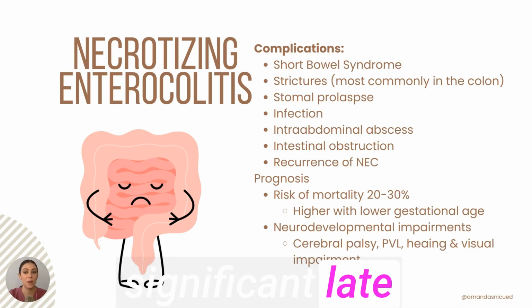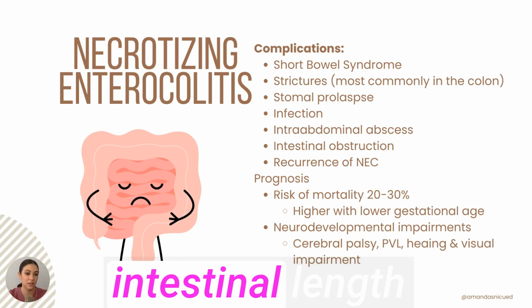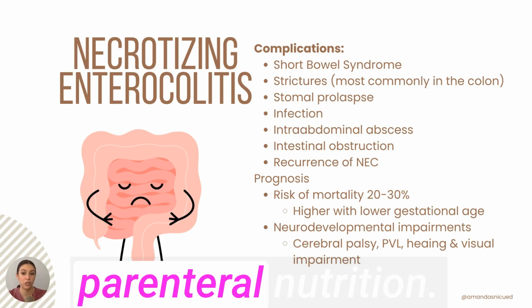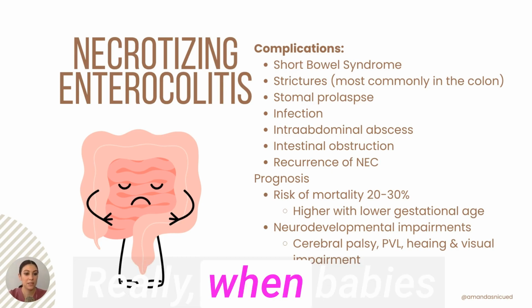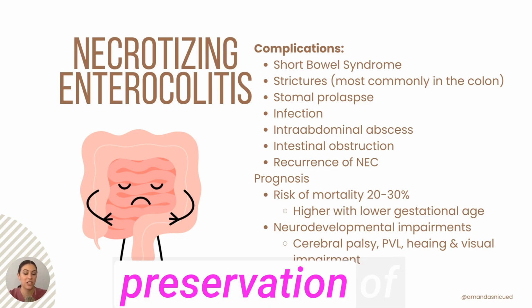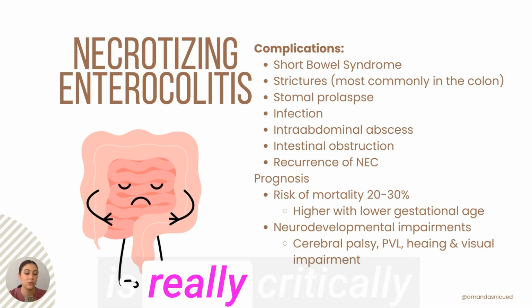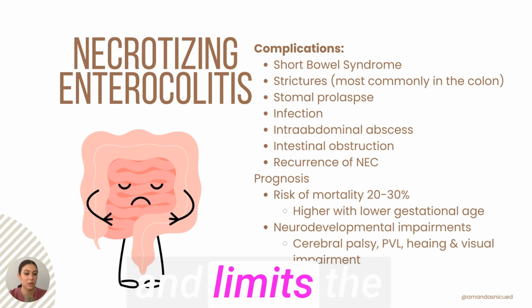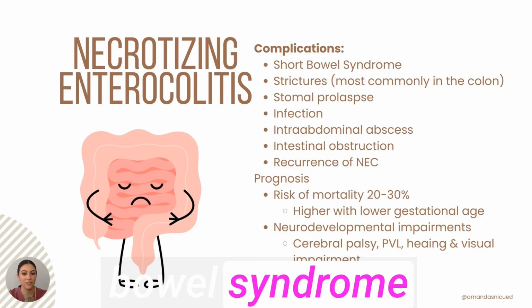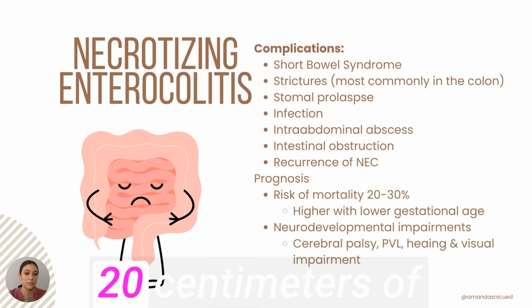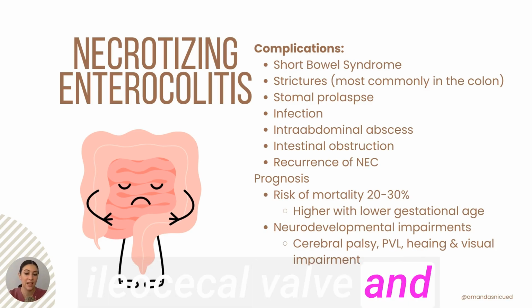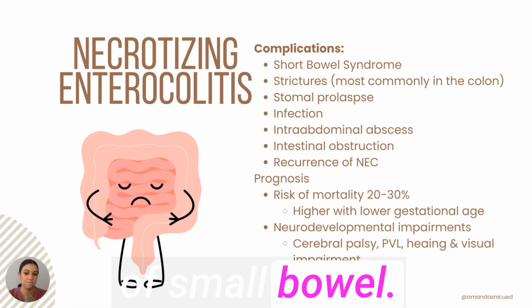But the most significant late complication is that of inadequate intestinal length or the short bowel syndrome. And for those babies, they often will need long-term parenteral nutrition. Really, when babies need surgical intervention, the preservation of the ileocecal valve is critically important because that is what slows intestinal transit and limits the sequelae of short bowel syndrome. So babies at the highest risk of short bowel syndrome have the ileocecal valve but less than 20 centimeters of small intestine, or they have no ileocecal valve and they have less than 40 centimeters of small bowel.